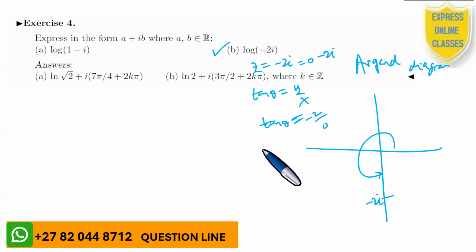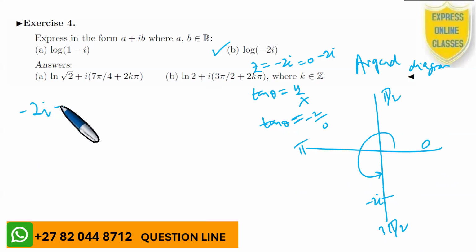So that in the end, when it's undefined like this, it means the angle is sitting here, but this angle you already know is 3 pi over 2. 0, pi over 2, pi. So if you have -2i, then you must take the modulus of this number, which is 2. So this must be r e to the I theta.